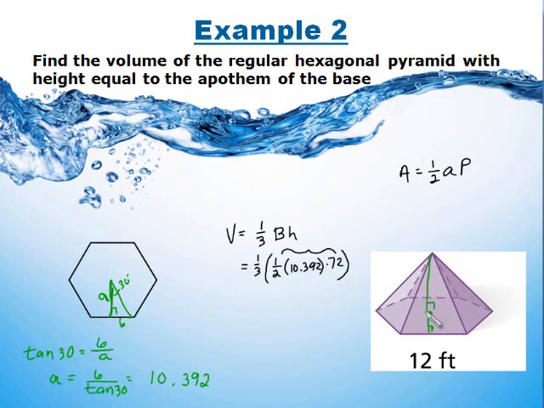Then we multiply that by the height. The height is the same as the apothem, which is 10.392. Now that we have everything, we plug that in and find our volume. This comes out to 1295.92 feet cubed. The hardest part of this was just finding the area of our polygon, because it's a regular polygon, so we had to do some trig. The same concept, we're still doing area of the base times the height, but we're just multiplying by 1/3.